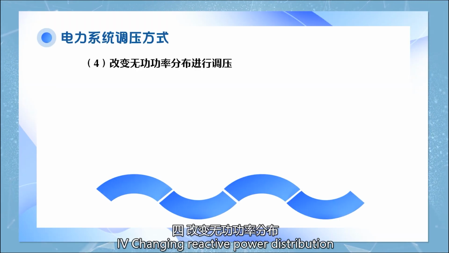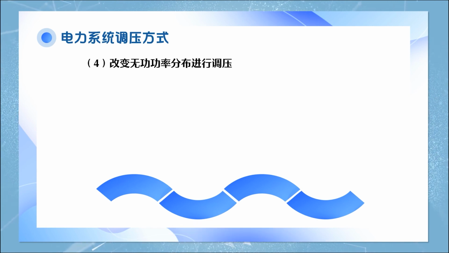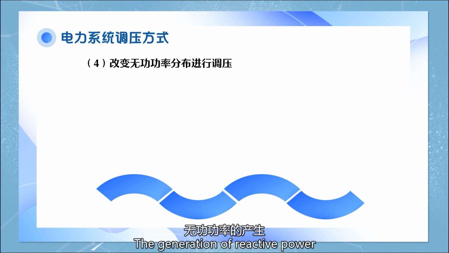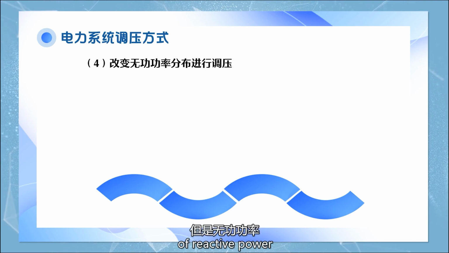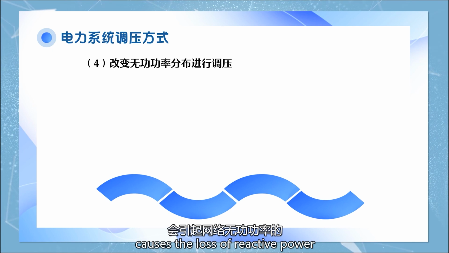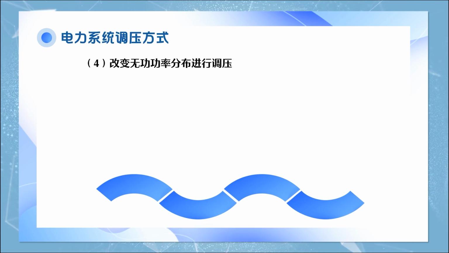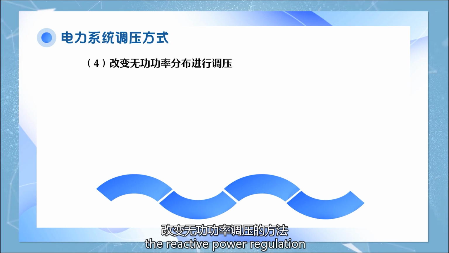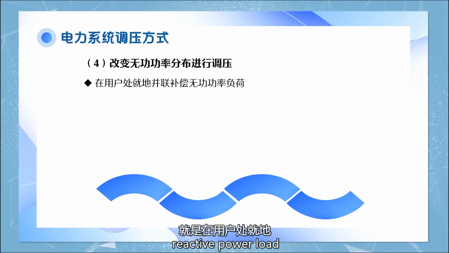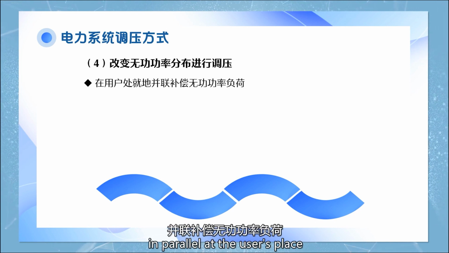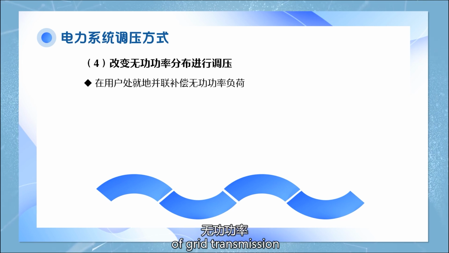4. Changing reactive power distribution for voltage regulation. The generation of reactive power does not consume energy, but the transmission of reactive power along the grid causes the loss of reactive power and voltage in the grid. The method of changing reactive power distribution is to compensate the reactive power load in parallel at the user's place to reduce the reactive power transmitted by the grid.